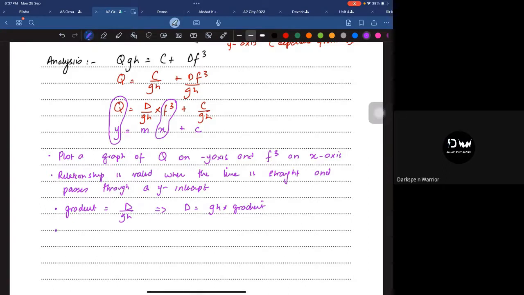Then the y-intercept is equal to C over GH. So it means C is going to be GH times the y-intercept. Writing this part is essential. Do not leave it at this point, because then you will not get any marks. Is it clear?